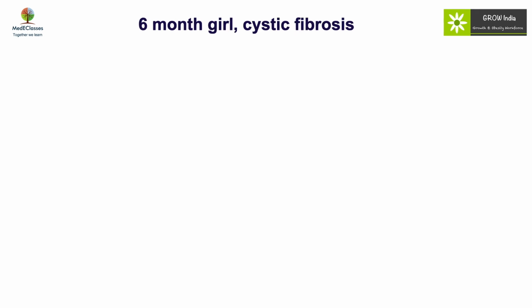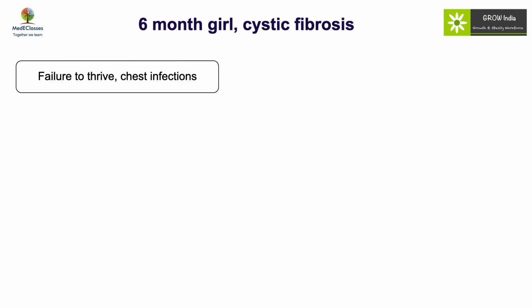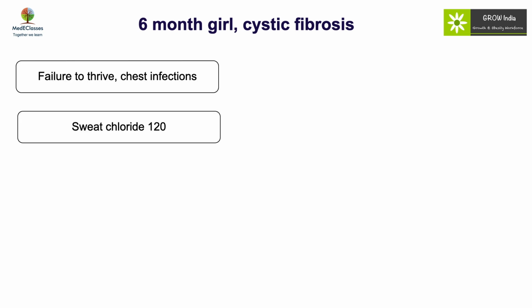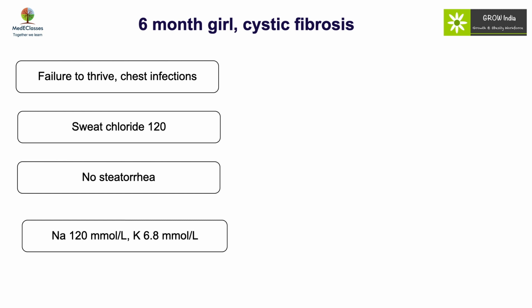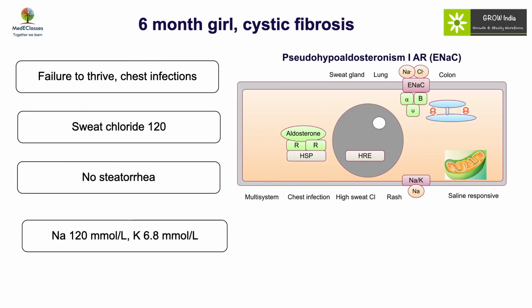An interesting case, 6-month-old girl referred as cystic fibrosis to a pulmonologist, failure to thrive, chest infection, sweat chloride was found to be high, but did not have any steatorrhea, so they got a bit worried. They worked up and found hyponatremia and hyperkalemia, and that's when the endocrine referral came into the picture. And this is a classic presentation of the severe epithelial sodium channel defect, the pseudohypoaldosteronism type 1.